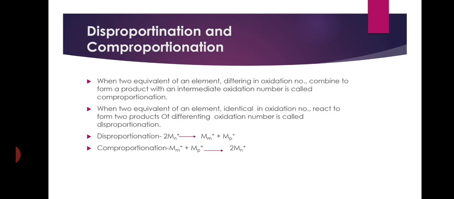Now the next topic is disproportionation and comproportionation. Two main types of reactions can be visualized using the Frost diagram. Comproportionation is when two equivalents of an element differing in oxidation number combine to form a product with an intermediate oxidation state. Disproportionation is the opposite reaction, in which two equivalents of an element identical in oxidation state react to form two products of differing oxidation number.